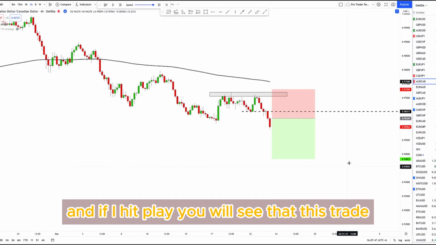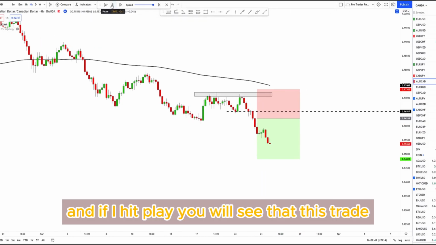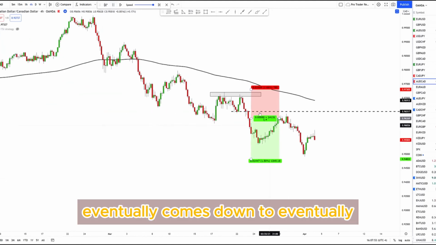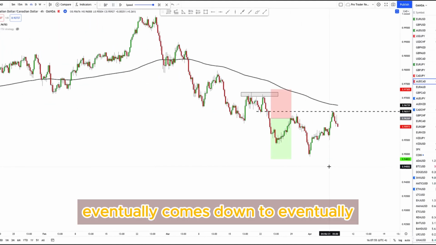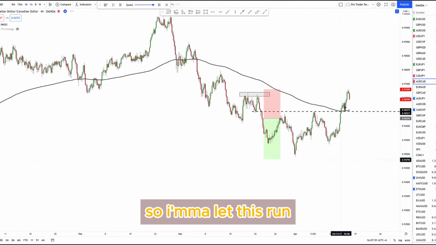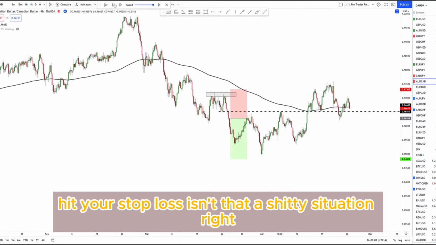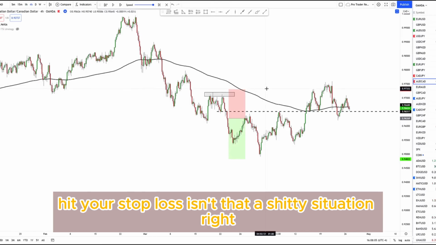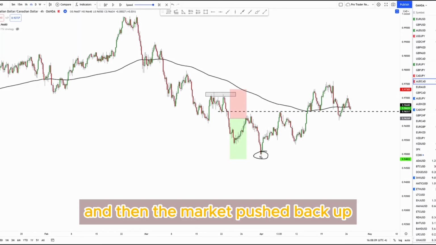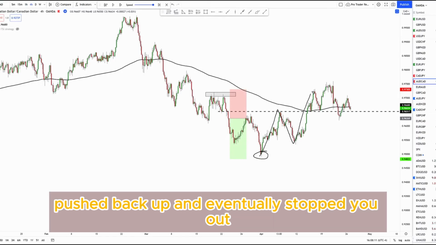And if I hit play, you will see that this trade eventually comes down to, this is how trading goes sometimes, guys. So I'm going to let this run. Hit your stop loss. Isn't that a shitty situation, right? Because you got really close to your target here. And then the market pushed back up, and eventually stopped you out.